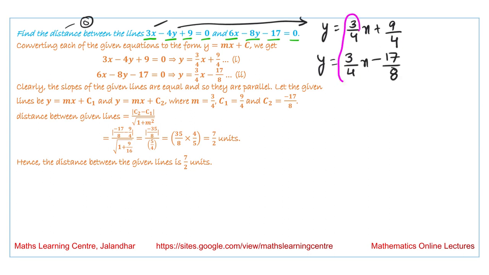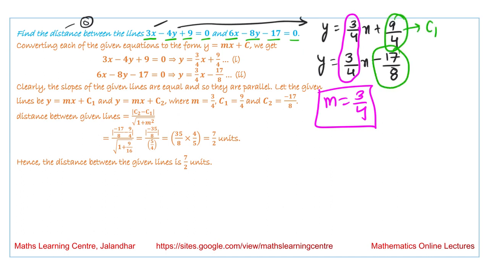The value of slope for both these is equal. We are seeing the value of m for both these is 3 by 4. So both these lines are parallel to each other. For the first line we have C1, and for the second line it is C2.